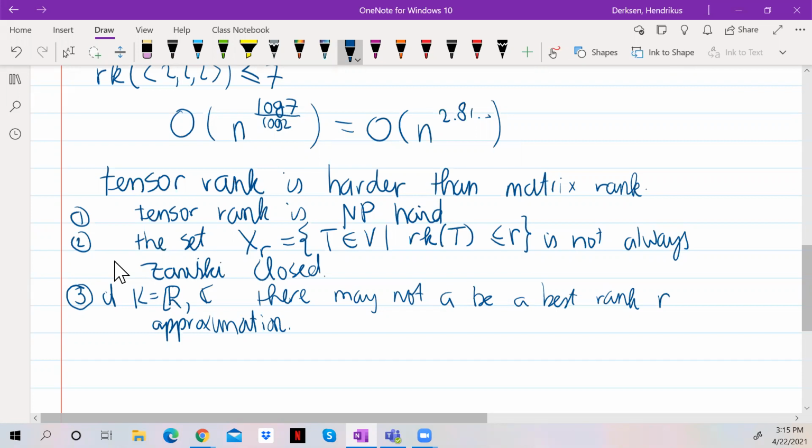Sorry, Harm, can you say a bit more about what you mean by the fact that there may not be a best rank R approximation? I'm not sure I understood the statement. Oh yeah, so given a tensor, you could look at the rank R tensor that is closest with respect to the Euclidean metric. But since the set is not closed, there's no guarantee that such a closest one would exist. So in some sense, it's kind of a corollary to two.